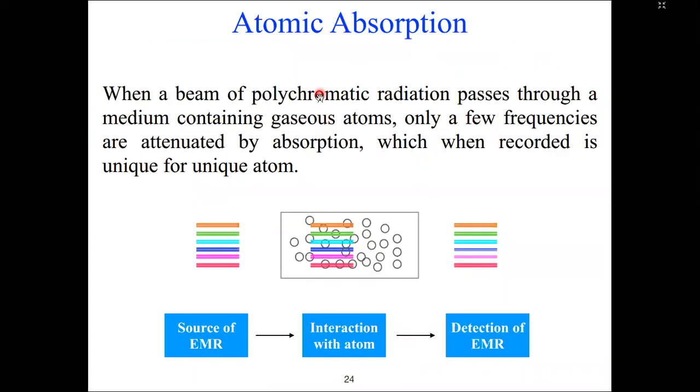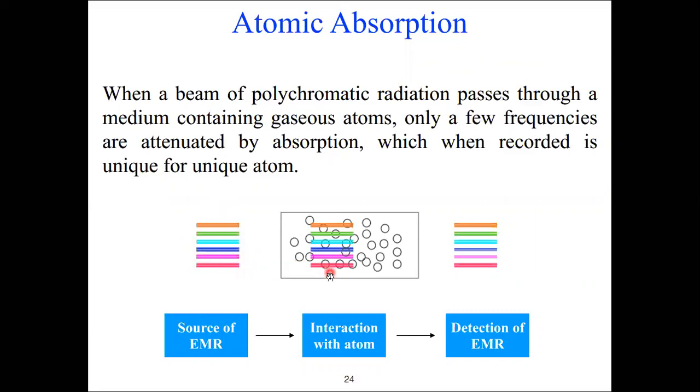So let's understand what atomic absorption is. When a beam of polychromatic radiation passes through a medium containing gaseous atoms, only a few frequencies are attenuated by absorption, which when recorded is unique for unique atoms. Here you have the polychromatic radiation, which is radiation with several wavelengths. It's a part of the electromagnetic radiation for now.